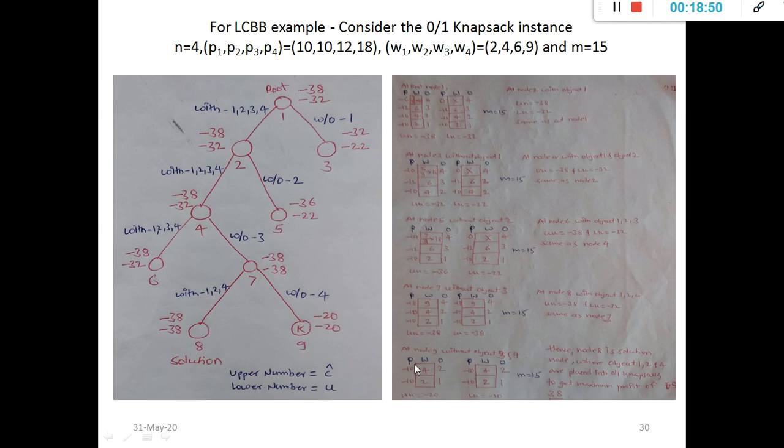Here at node 9, you realize that you are placing object 1, placing object 2, you are not placing object 3 and also you are not placing object 4. It is nothing but that to reach node 9, only object 1 and object 2 are placed, and object 3 and object 4 are not placed into the knapsack.